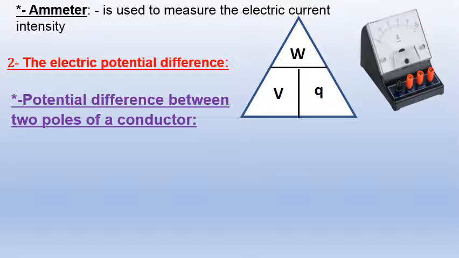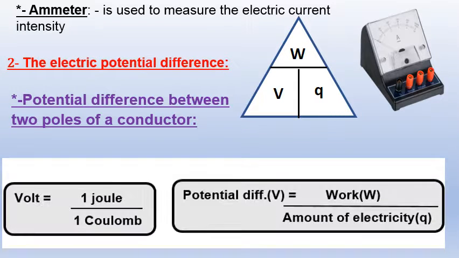Here, how can I calculate the potential difference? From this relation, the potential difference equals work done divided by the amount of electricity, which is Q. From this rule, as we did in electric current intensity, I can define the concepts with the help of their rules. The potential difference equals work divided by quantity of electric charge, or the amount of electricity.